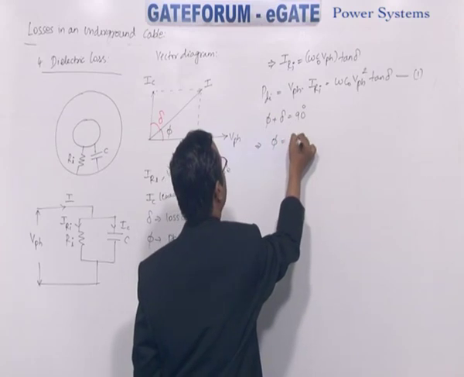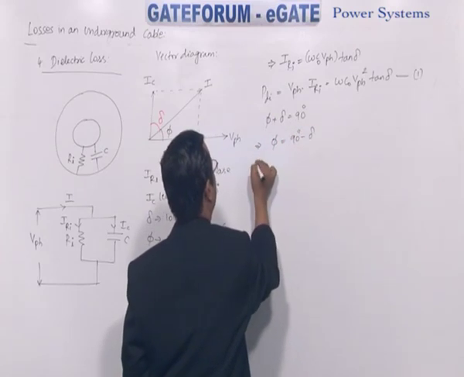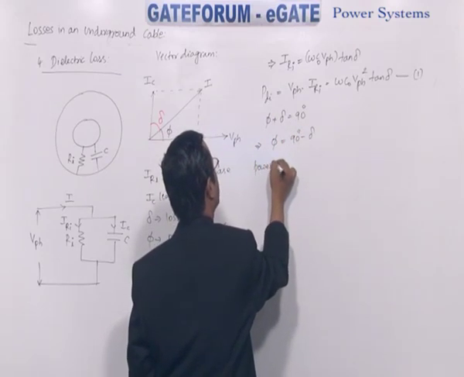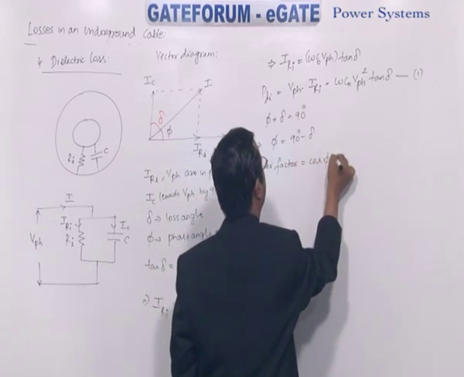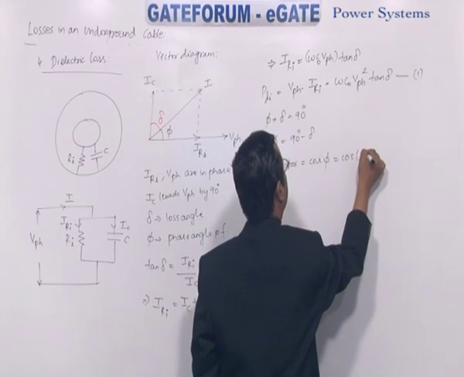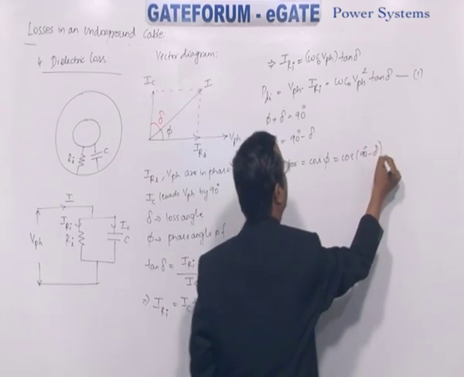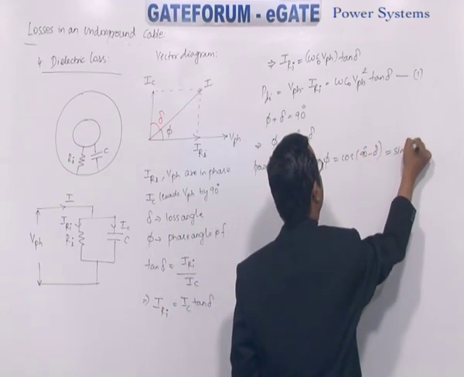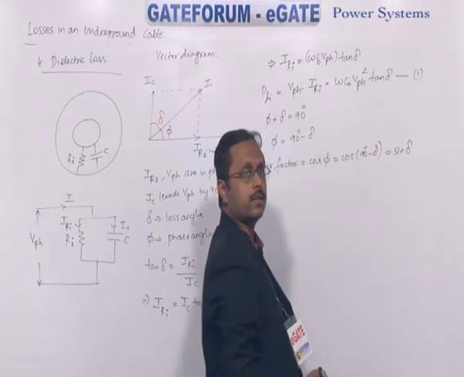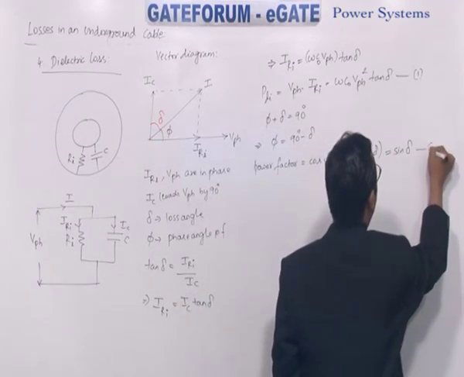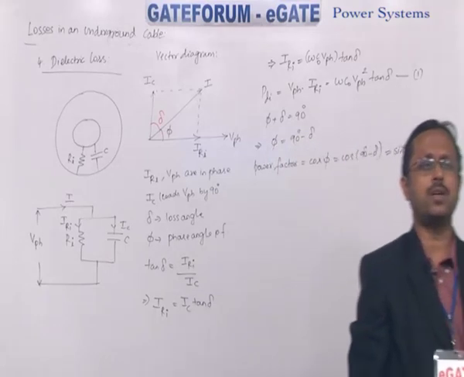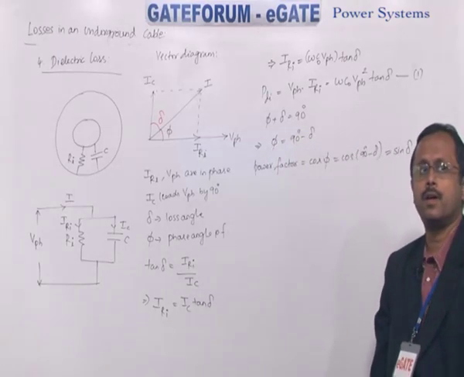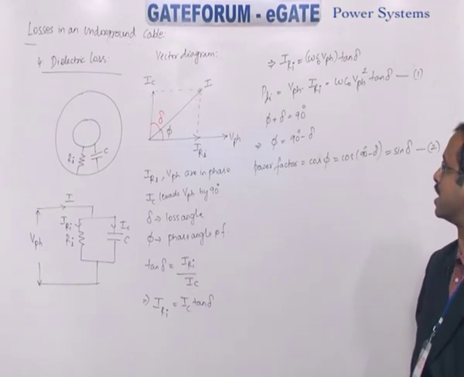So how to write what is phi? Phi is 90 minus delta. Now if you know this phi, how to find the power factor? It is cos phi. You write it as cos(90 minus delta). How much is it now? Sin delta. So the power factor of an underground cable, cos phi, is given as sin delta.